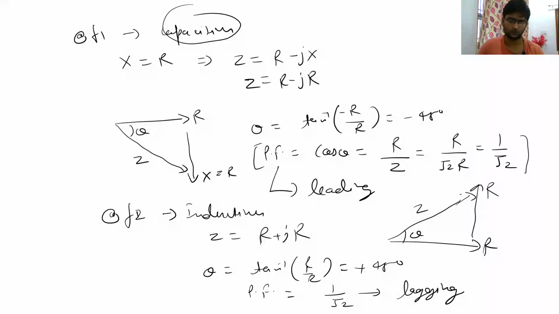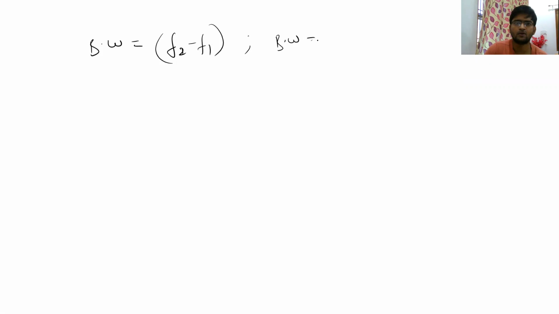Clear? So we have calculated the power factor and also shown you the phasor diagram of impedances at the cutoff frequency of F1 and F2. So by the definition, bandwidth will be equal to F2 minus F1, or if you want to represent it in terms of rotation per second, we can call it W2 minus W1, right?